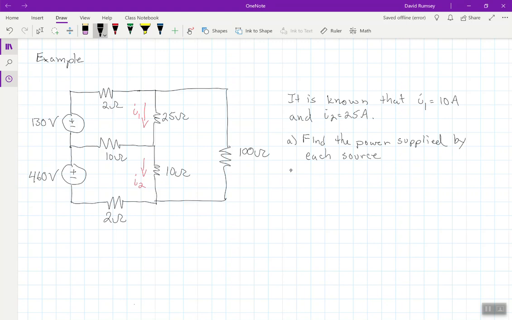And part B here is we're supposed to show that the total power supplied equals the total power absorbed. We know that it should, but we're supposed to show it. If I could spell absorbed correctly.